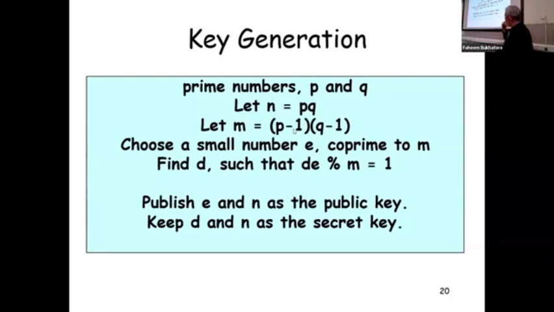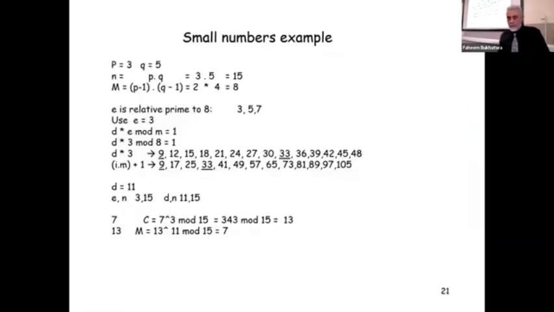And once we get that number E, then we will calculate what D is. Again, if you multiply D and E and multiply M, the result should be 1. And then you publish the key: one of them D and N, and the other is E and N. So as you can see, it's quite simple.